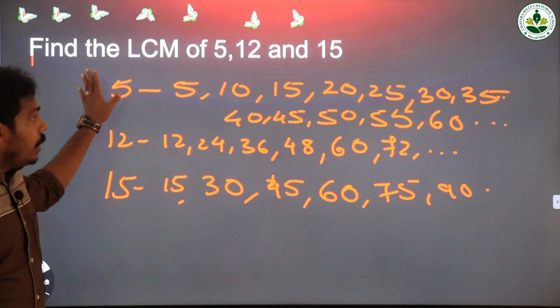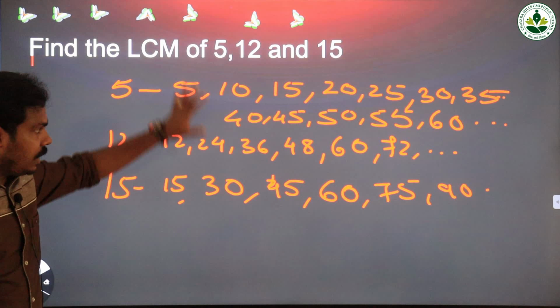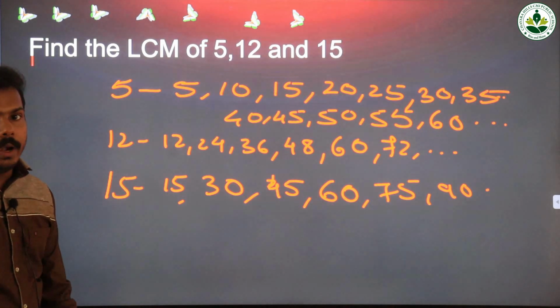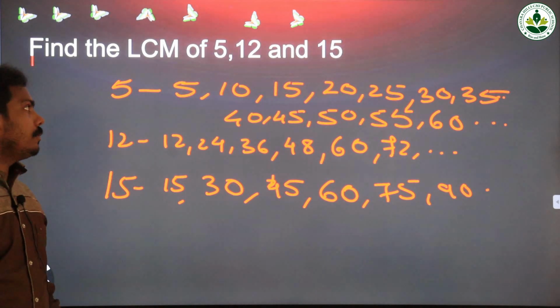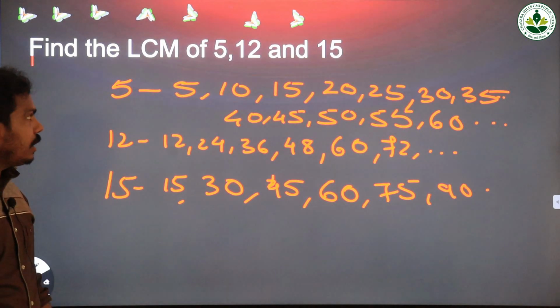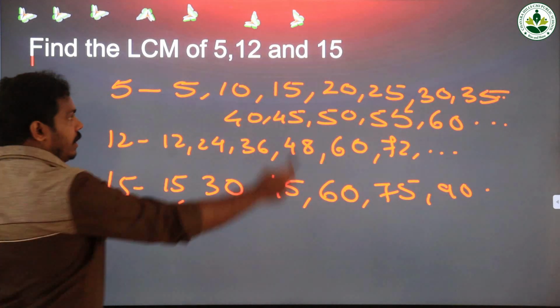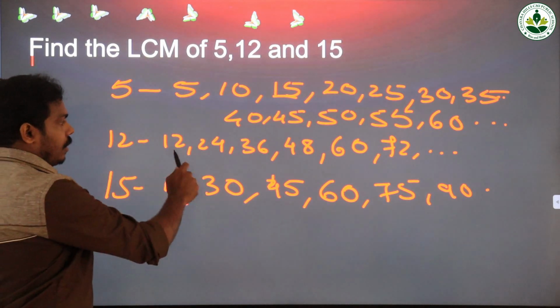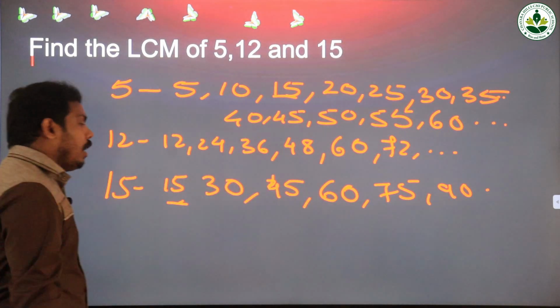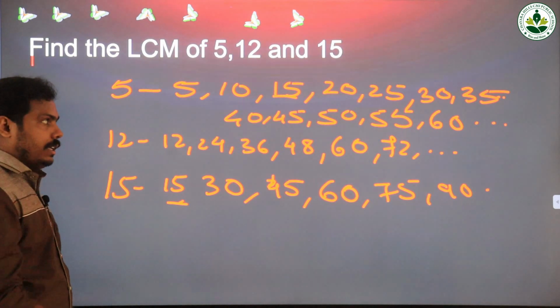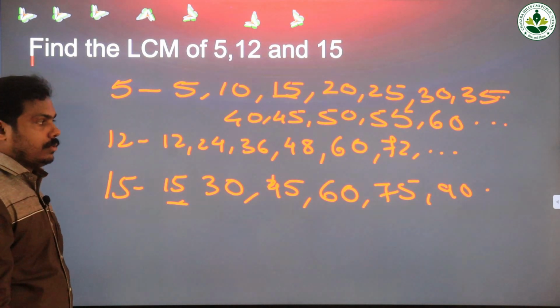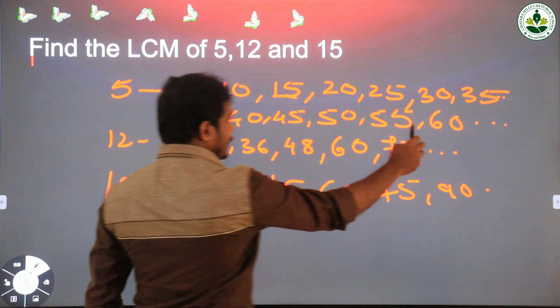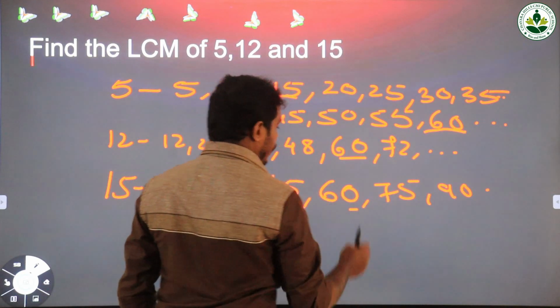Anyway, from these three, which is the common multiple? 5 is not there in all 3 cases. We can see 15 in multiples of 5 and multiples of 15, but we can't see that in 12's multiples. So we can't take that one. Then which one is common? Here we can see 60 is the only common number.